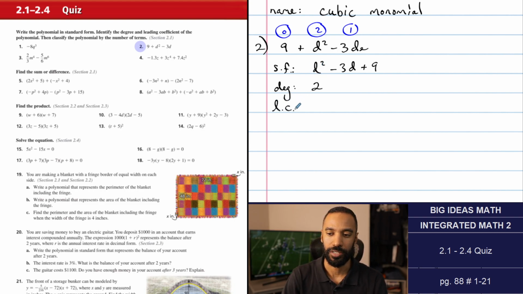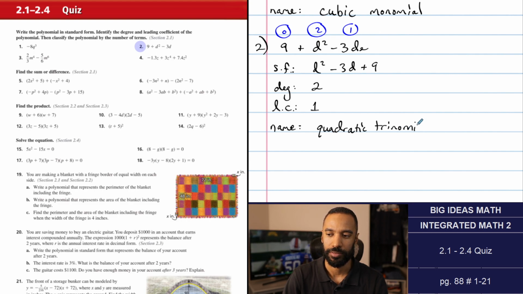The leading coefficient is 1. 1d squared. That is the one that's there. The name of this polynomial. This is a quadratic. By degree 2, that makes it a quadratic. But by the number of terms, 3, that makes it a trinomial. Quadratic trinomial.